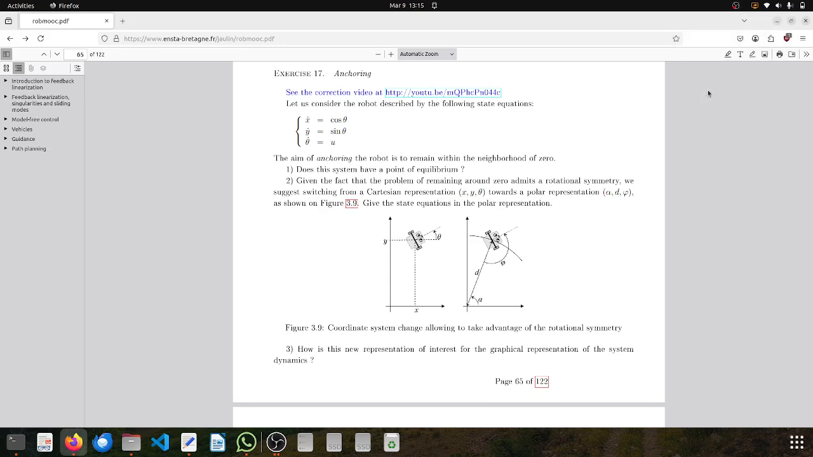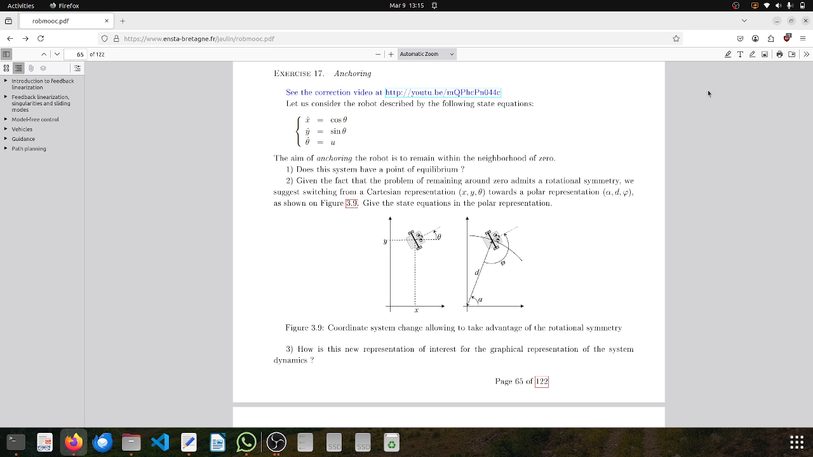In exercise 17, we were given the state space representation of a Dubins car, written in terms of the Cartesian coordinates. In part 1, we were asked, does the system have a point of equilibrium? The answer is, it all depends on u.